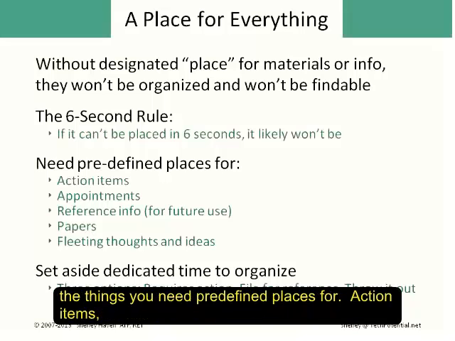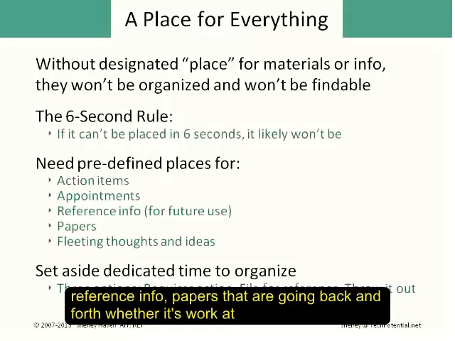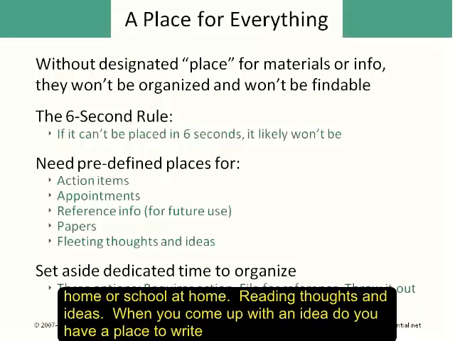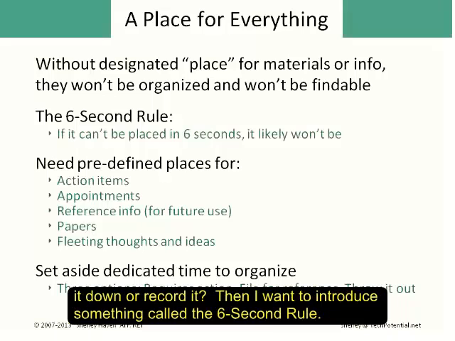Anyway, so the first thing to think about is to come up with a place for everything. So the first thing you're going to want to do is think of the things that you need to have predefined places for. It could be action items, appointments, reference info, papers that are going back and forth between work and home or school and home. Fleeting thoughts and ideas. When you come up with an idea, do you have a place to write it down or to record it? And then I wanted to introduce something called the 6-second rule.